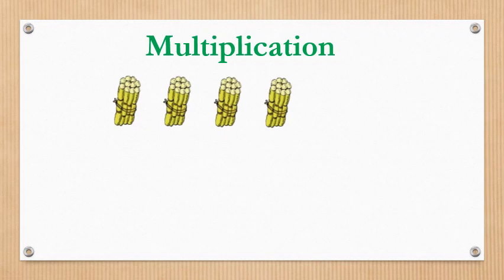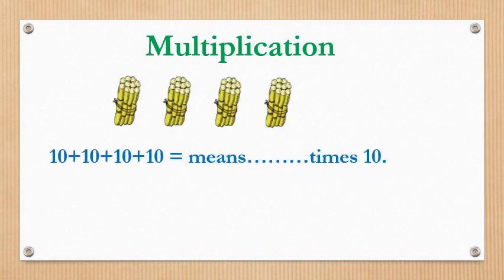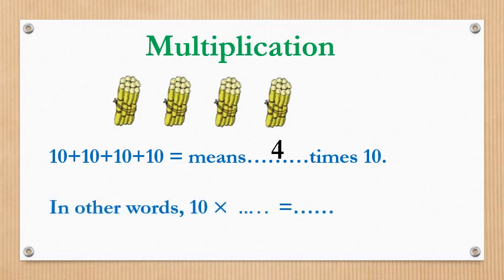We will add 10 plus 10 plus 10 plus 10. Means how many times 10 have we written? Yes, correct. We have written 4 times 10, isn't it? Now, in other words, 10 multiplied by 4 is equal to 40. Isn't it? Means what can we say here? There are a total of 40 sugar canes in 4 bundles. Okay?